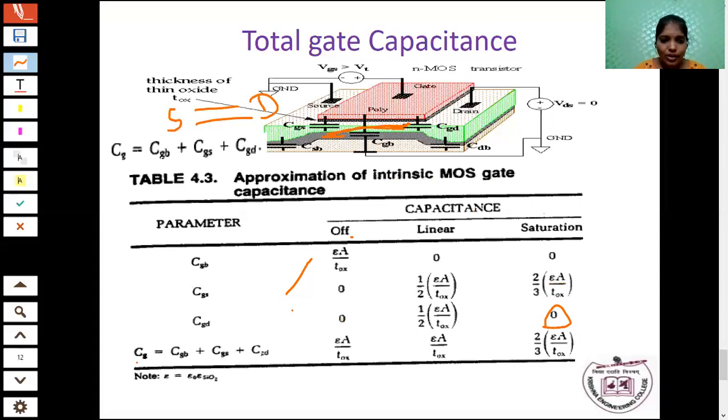The last row is your total capacitance value. Cg is equal to epsilon A by TOX. We just add all these values to find the total capacitance. For the linear region, we add these two values and get epsilon A by TOX. For the saturation region, we get 2 by 3 into epsilon A by TOX. So based upon the different region, the capacitance value changes.